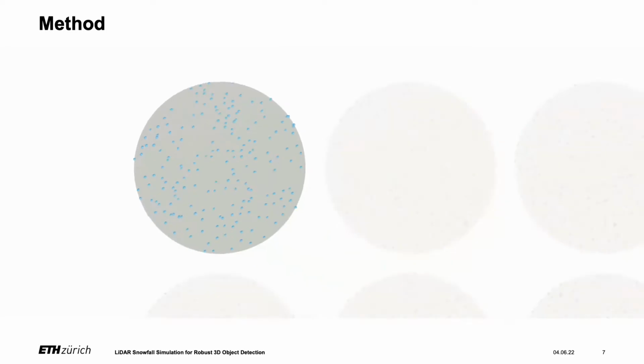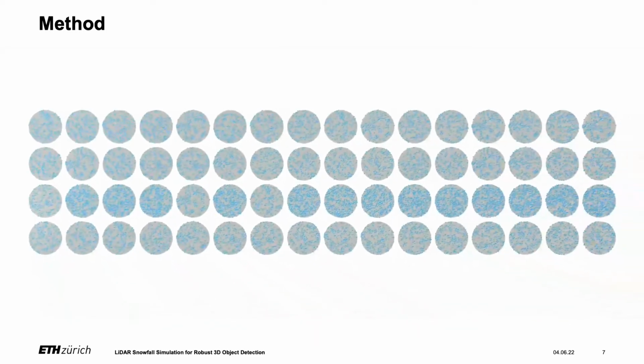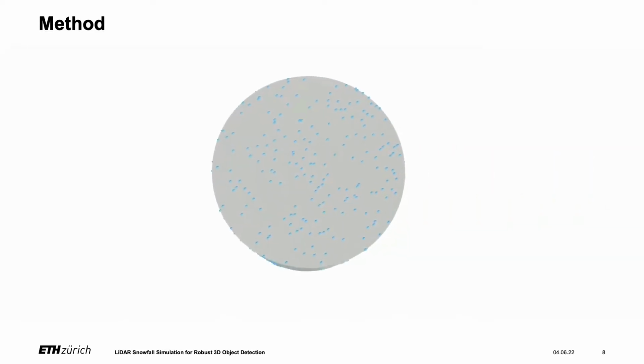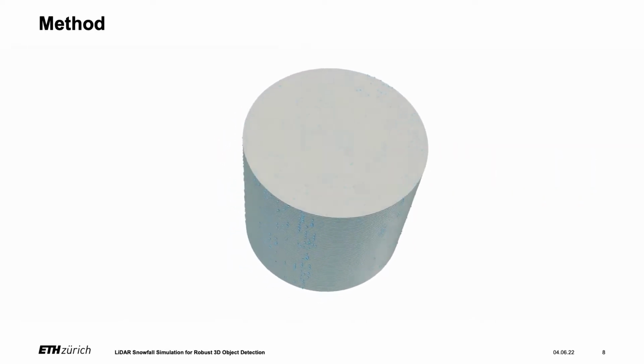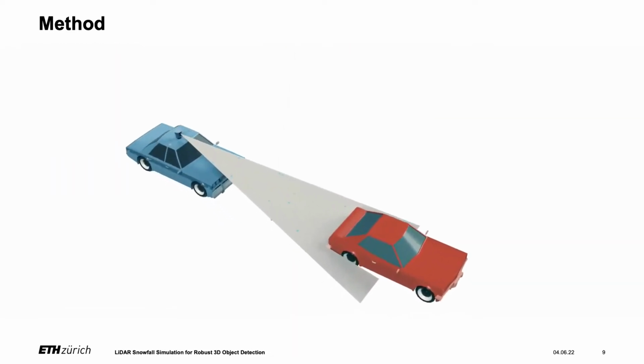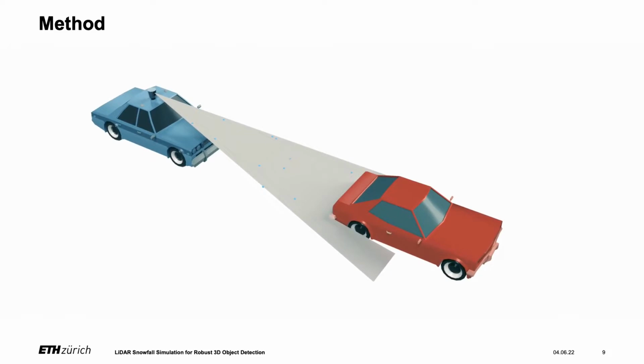Our snowfall simulation pipeline works as follows. First, we sample snowflakes on a disk in 2D. And we do this not only once, but for every channel of the LiDAR sensor. Then we stack up those disks and discard the snowflakes sampled outside of the camera field of view. Finally, for every channel of the LiDAR, we take one such slice and check for every transmitted ray if and how much it interferes with the previously sampled snowflakes.